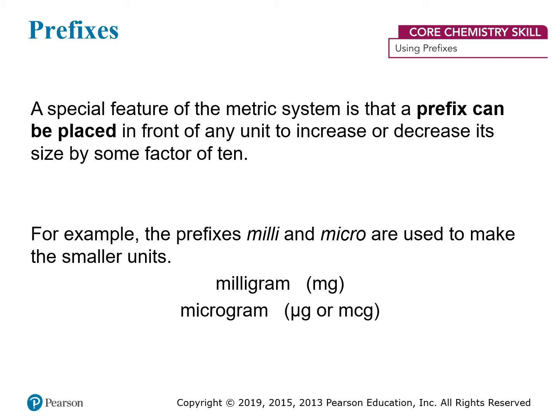For example, the prefix milli is used to make a unit 1,000 times smaller, and micro is used to make a unit 1,000,000 times smaller. So 1 milligram, mg, is 1/1000th of a gram, and 1 microgram is 1/1,000,000th of a gram.